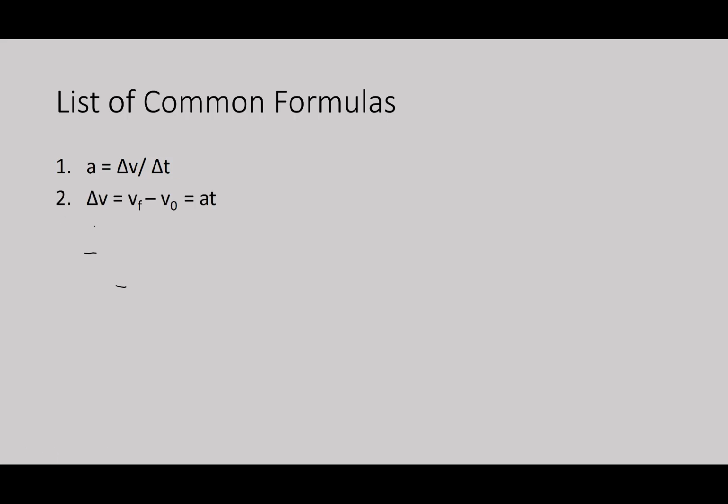Okay, the second one that I have listed was what we just derived on the screen before this. My change in velocity, I can either find that by taking final velocity minus the initial velocity, or I can find it by taking the acceleration times the time.